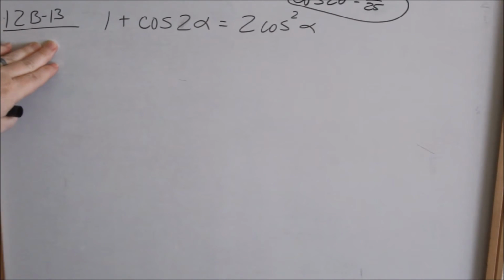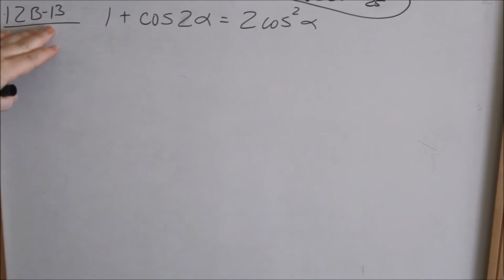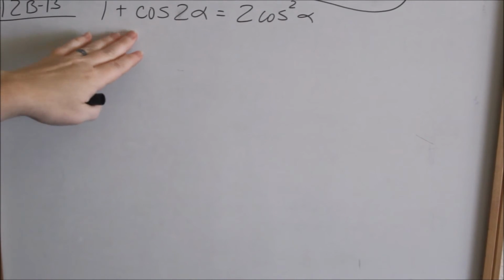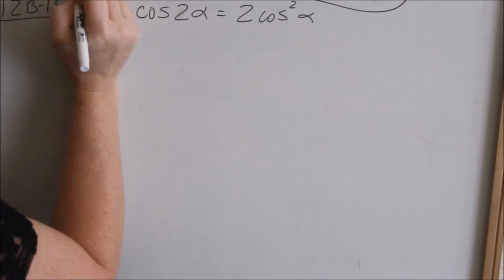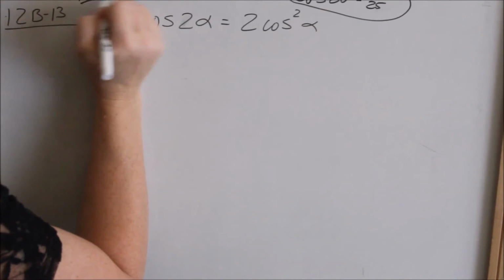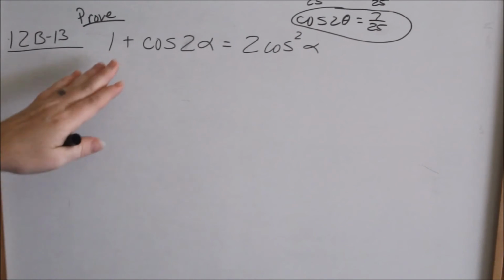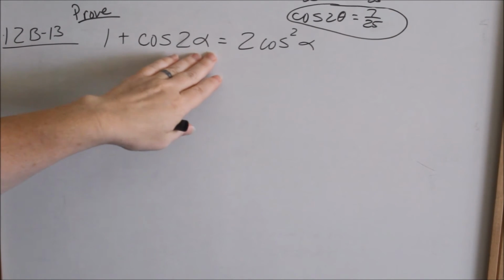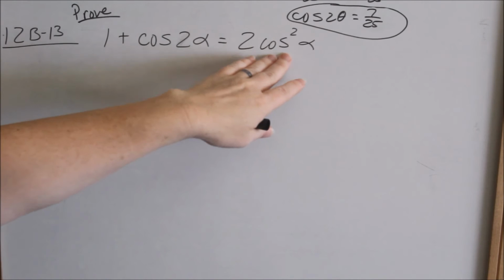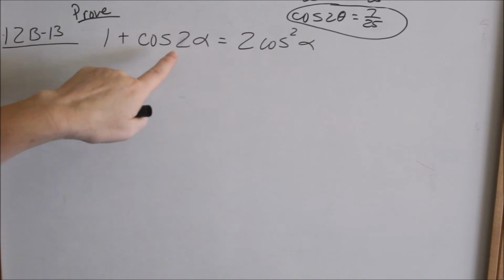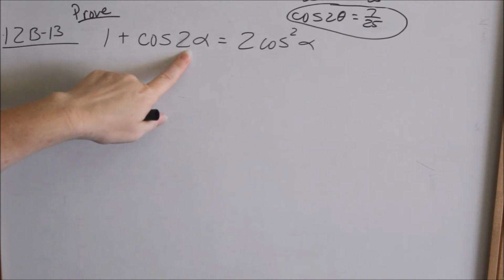In proofs. I know you're all jumping for joy. So we're looking at 12b13. Here we are proving, basically same thing as verifying, you're proving that the left side equals the right side. 1 plus cosine of 2 alpha equals 2 times cosine alpha squared. Okay? This is double angle identity.